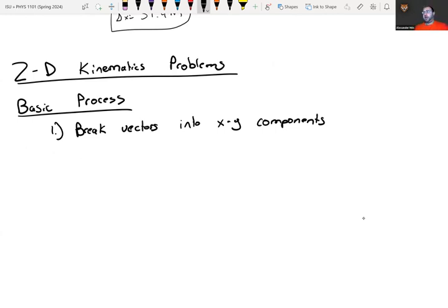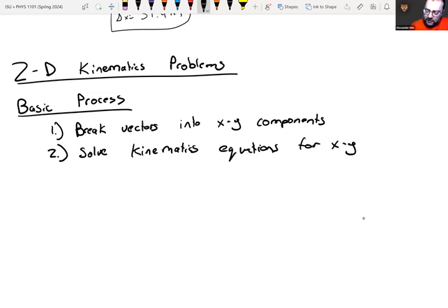kinematics problems. Then the whole idea behind kinematics, and this is something we're not really going to show, but one of the interesting things about kinematics is that the vertical and the horizontal, the different components, are separable. They basically obey the kinematics equations separately. So the second step is that we're going to solve the kinematics equations for x, y direction separately.